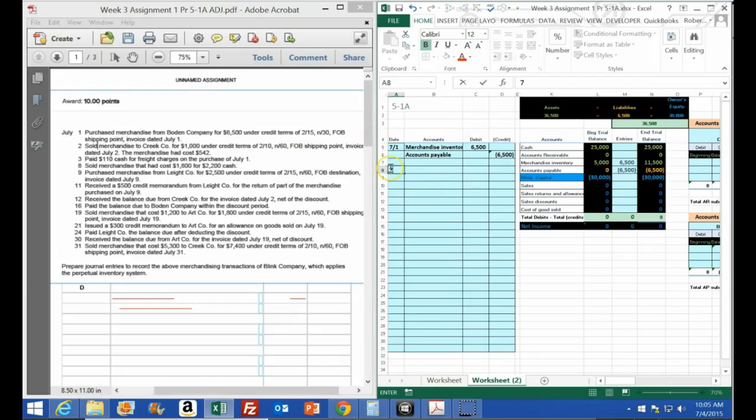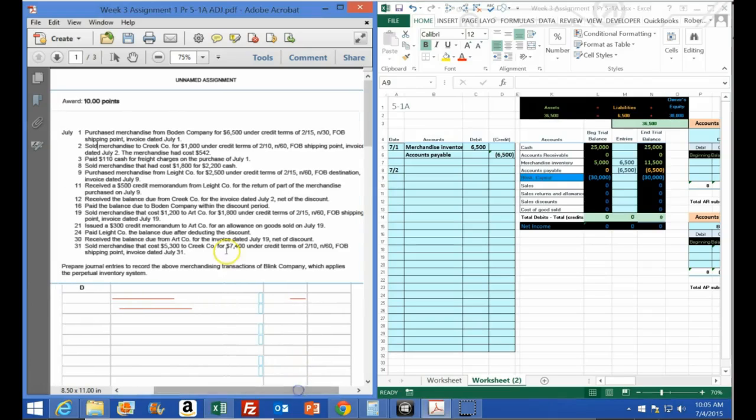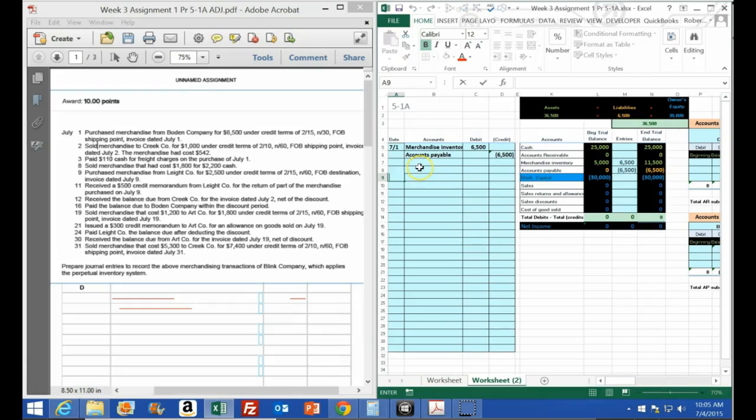All right, so let's look at 7.2. Sold merchandise to Creek Company for $1,000 under credit terms 2/10/60 FOB shipping point, invoice dated July 2nd. So now we're selling inventory. So the first question is, is cash affected? And the answer is no, we sold it on credit this time. So in this case, people don't owe us cash, they owe us basically an IOU. They gave us a commitment, they gave us an IOU.